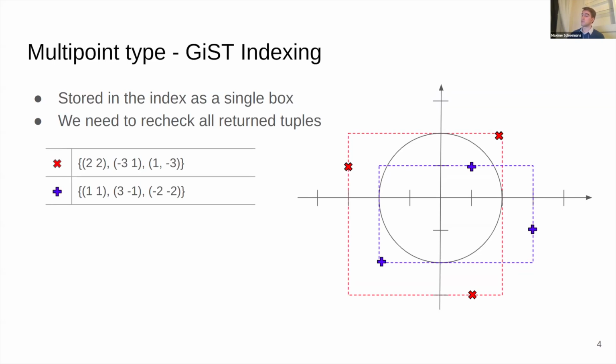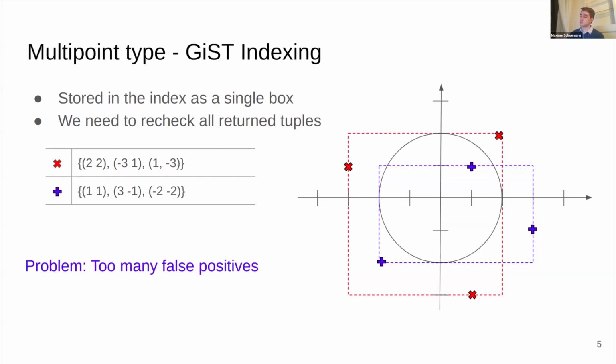And so when applying the same operation as before, the index will think that both tuples might be part of the result, whereas only one of the two is part of the result. So we see that the index in this case creates too many false positives. And these false positives slow down the query because they have to be rechecked with the actual function, like ST_DWithin in this case.